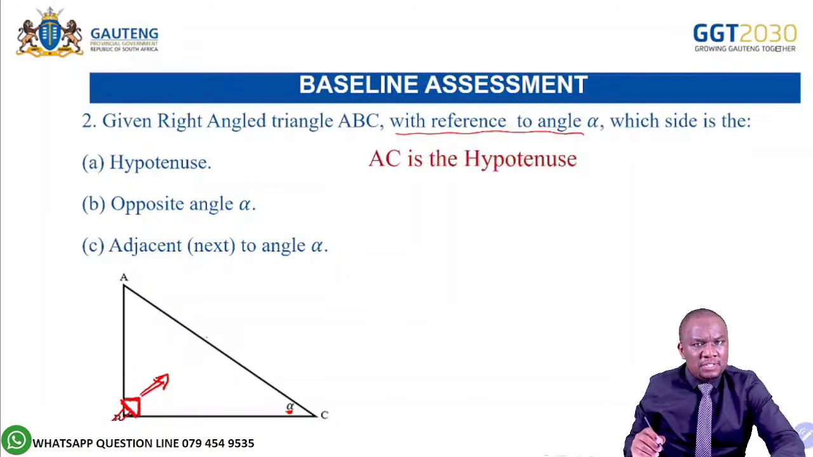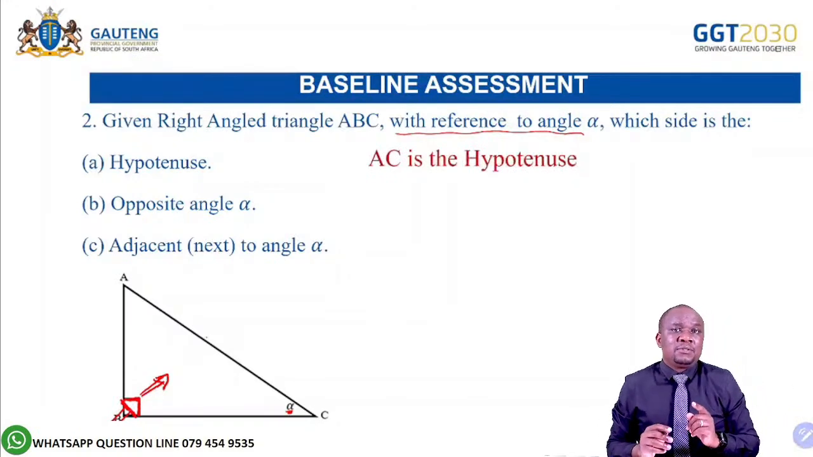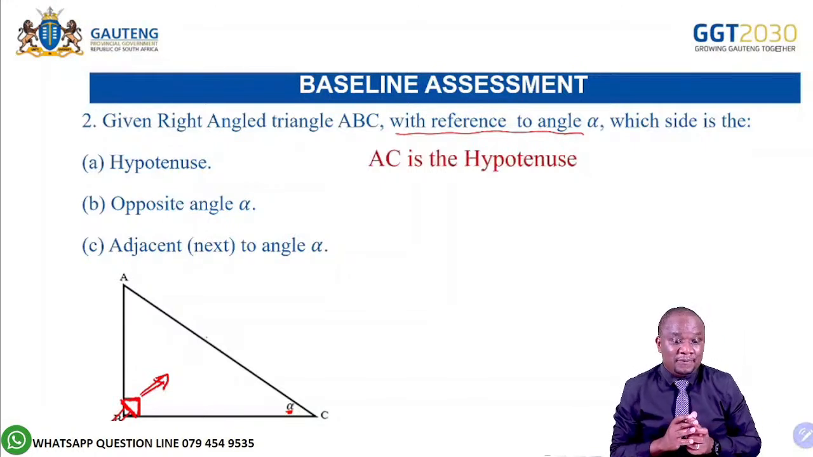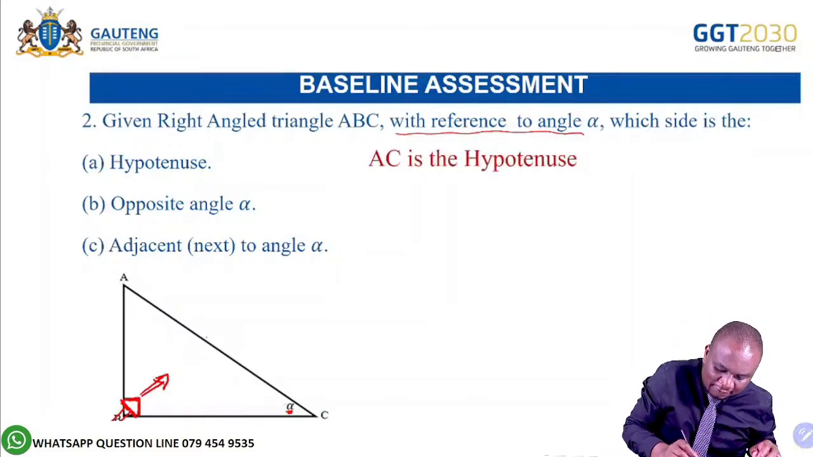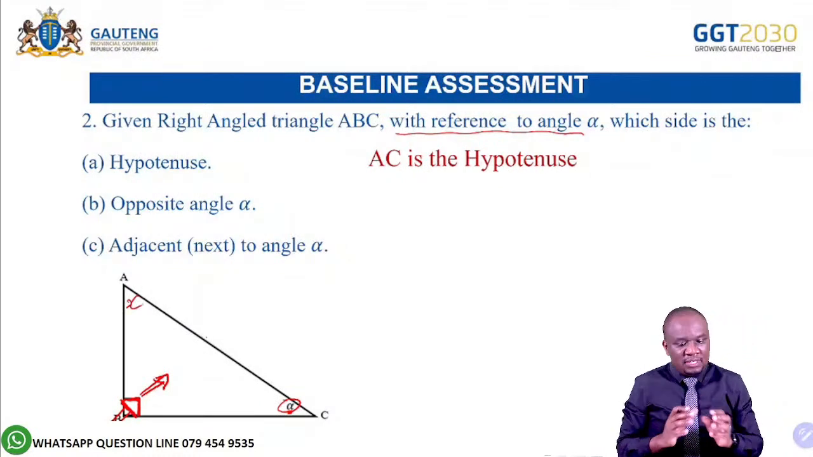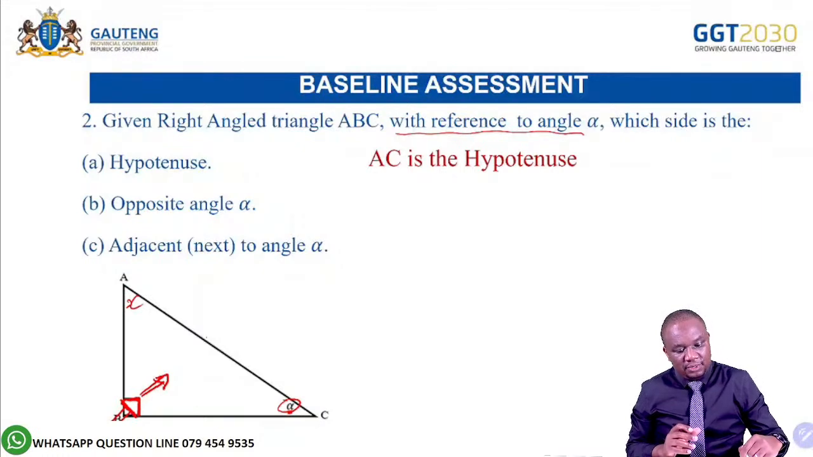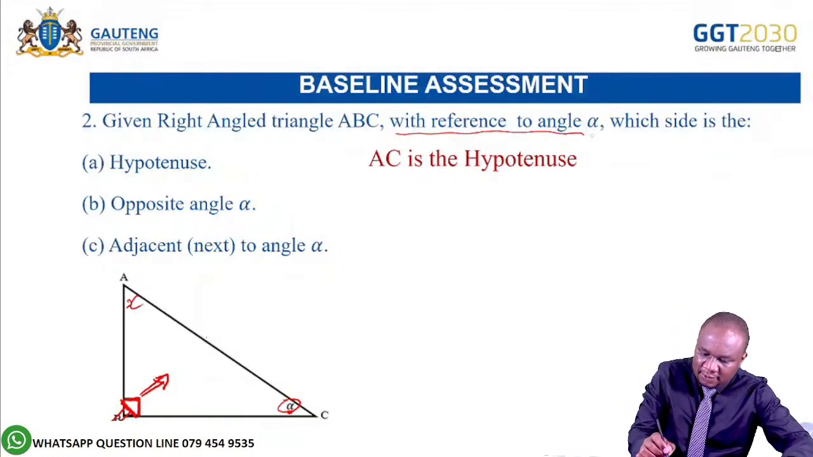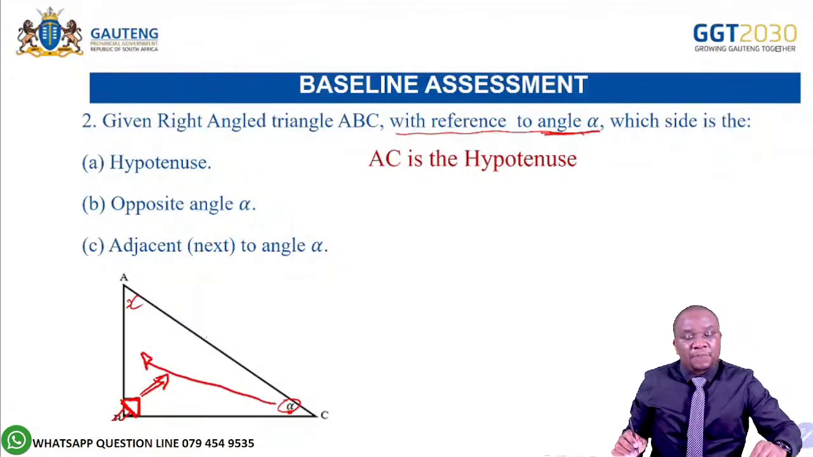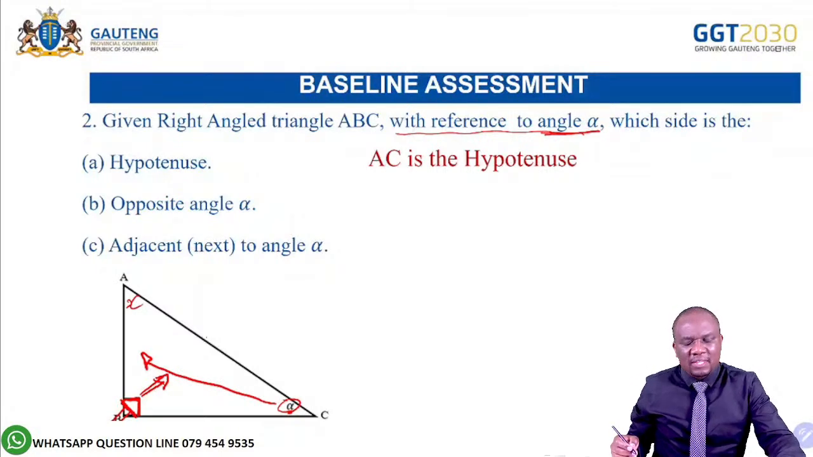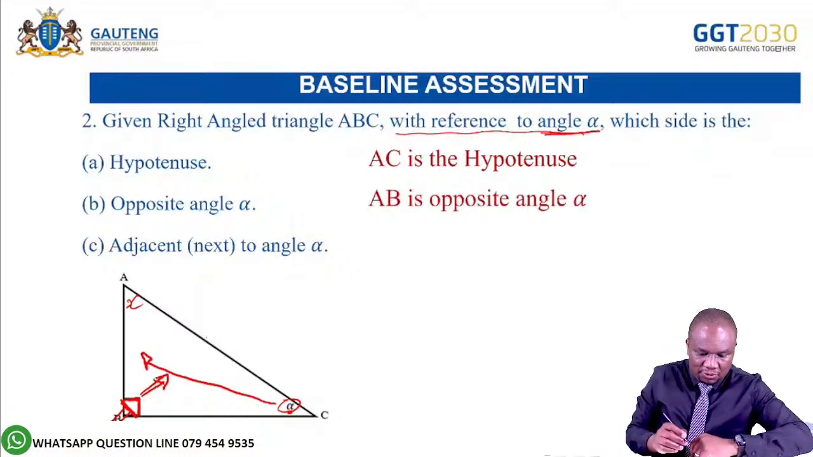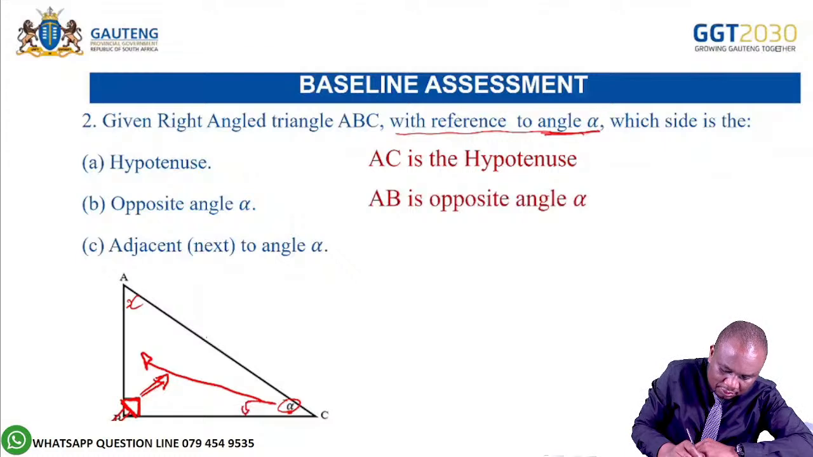Which side is opposite angle alpha? To say the side is opposite or adjacent, you have to be referring to an angle. So this is angle alpha here. You may have another angle here, let's call it X. If it comes to X, AB is next to X, but it is opposite angle alpha. So we're referring to angle alpha here. The side which is opposite angle alpha, that's AB. AB is opposite angle alpha. And then adjacent, next to angle alpha, just next to, that's the side.